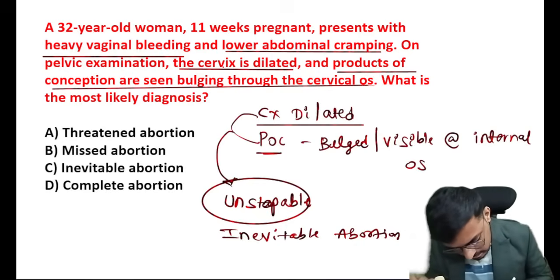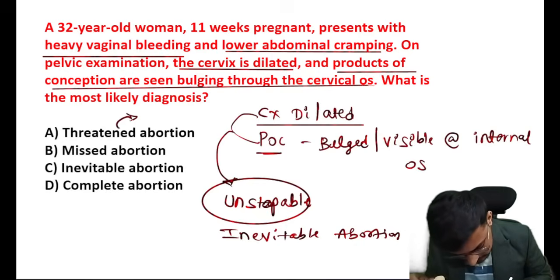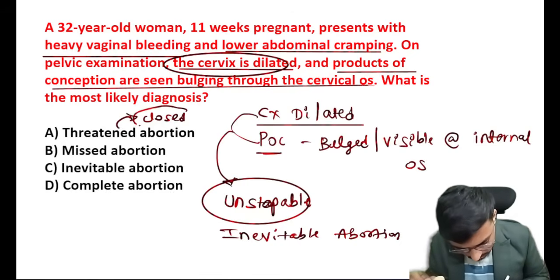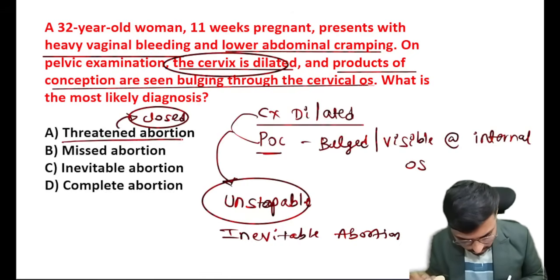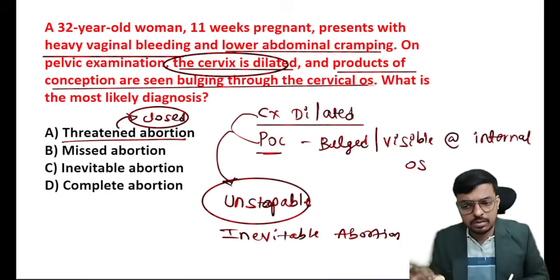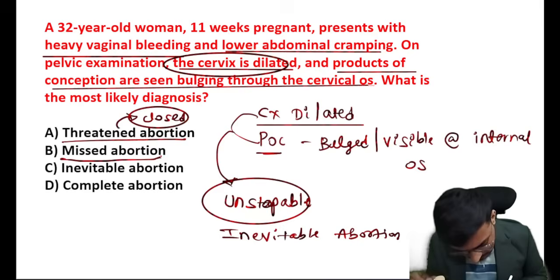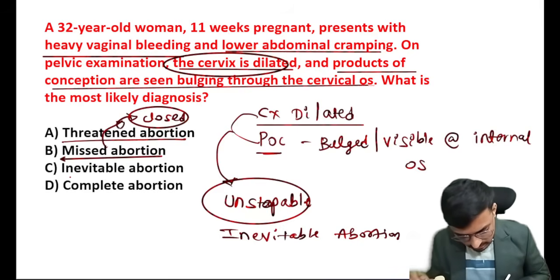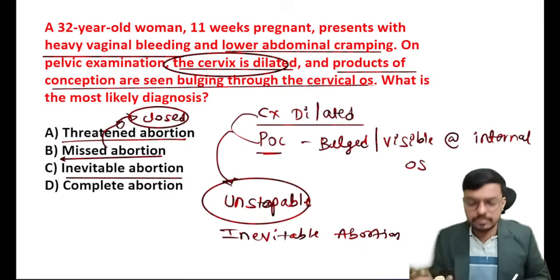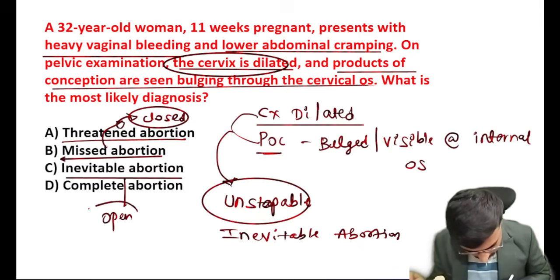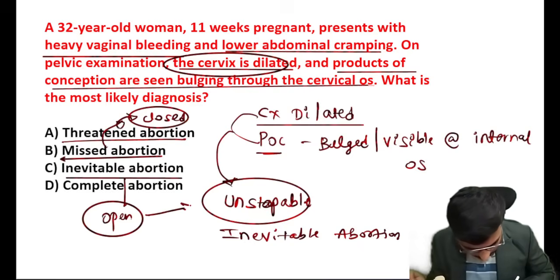In the threatened abortion, the cervical os is closed. It's not opened. In the question they have given that the cervical os is dilated, so it is not the correct answer. Cervical os closed means threatened abortion. Here the cervical os is opened, so that is not threatened abortion. In the missed abortion, again the cervical os is closed. And in the inevitable abortion, the cervical os is open, so that is the reason we can't stop the process of the abortion.